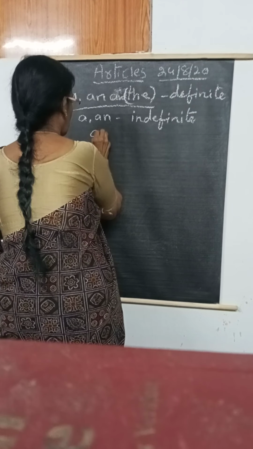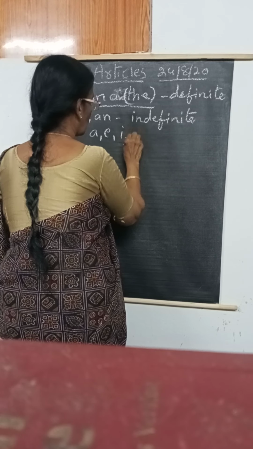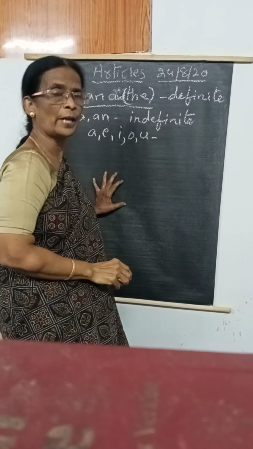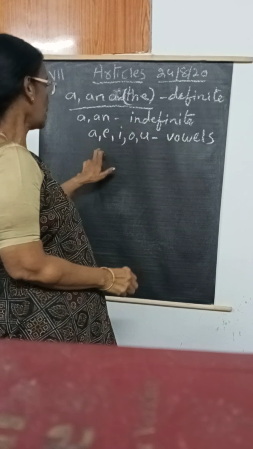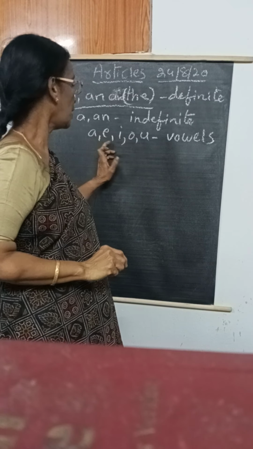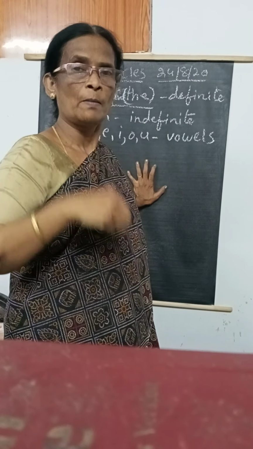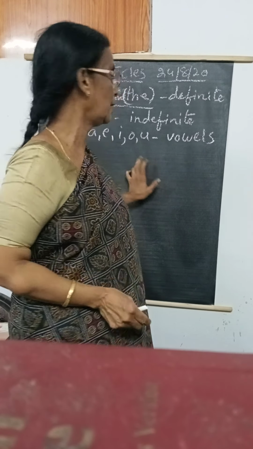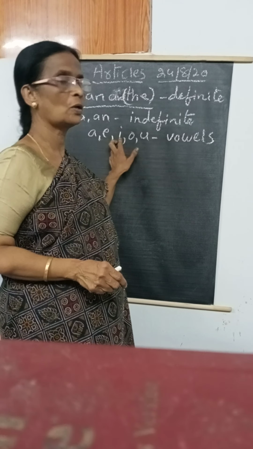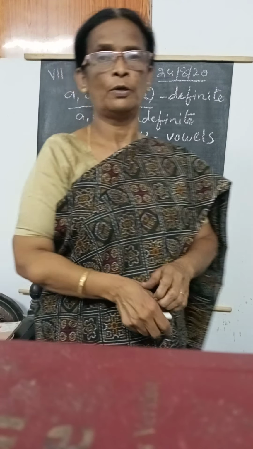Any word that starts with A, E, I, O, U, these are known as the vowels. Be careful now. A, E, I, O, U are the vowels. Before any word which starts with A, E, I, O, U, we are using an.